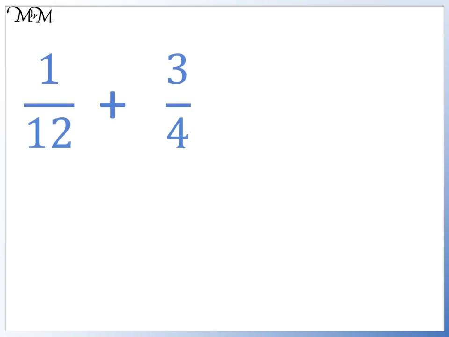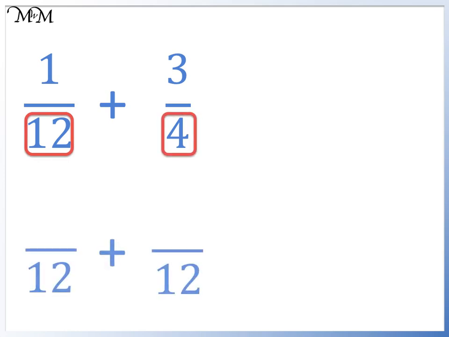Here we have a 12th plus 3/4. We need the denominators to be the same. Let's see if 4 divides into 12. Yes, 4 divides into 12 3 times. So 12 is the lowest common multiple.